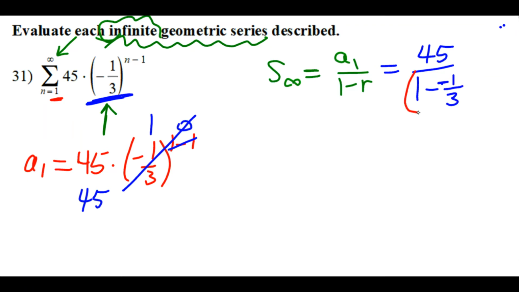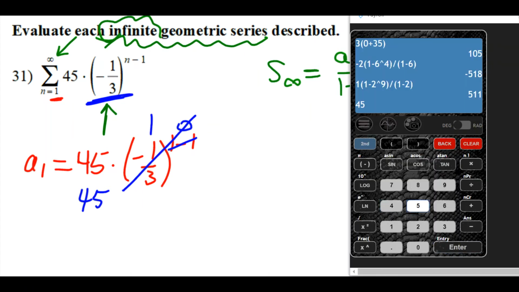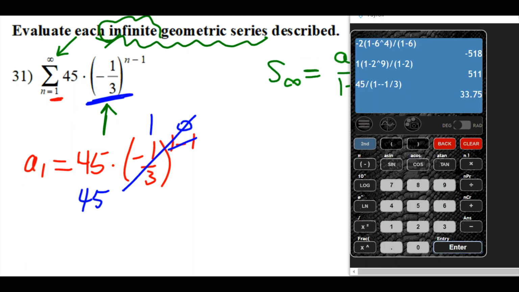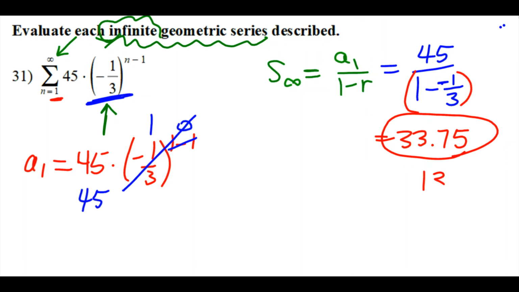If you're going to type that in on a calculator, you better put parentheses, otherwise it's not going to be right. 45 divided by parentheses 1 minus -1/3. Get 33.75. Or if you want to use the fraction button, you can change that answer to a fraction. 135 over 4. Either way, both work.